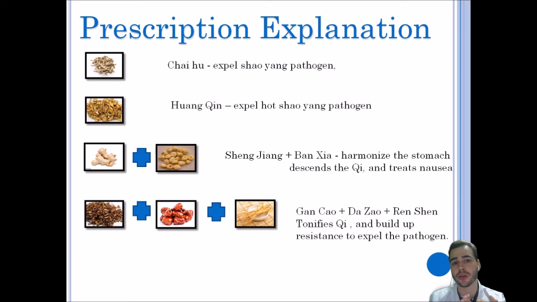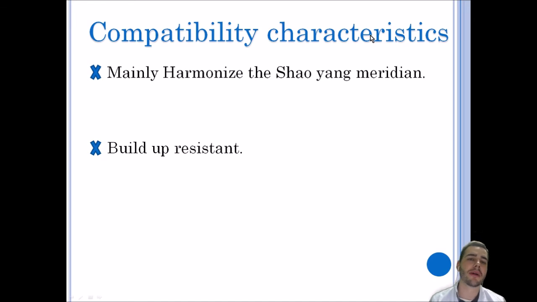We're also going to use 2 herbs to expel it, that is Chai Hu and Huang Qin. And then we are going to treat the other symptoms that the patient might experience at the same time, okay? So remember, the main characteristic for this formula is to harmonize the Shaoyang and to build up resistance. So don't forget, chills, fever, the pulse, the tongue, okay?